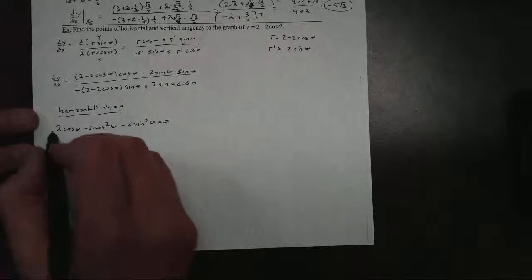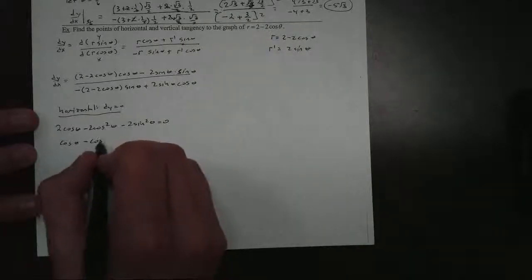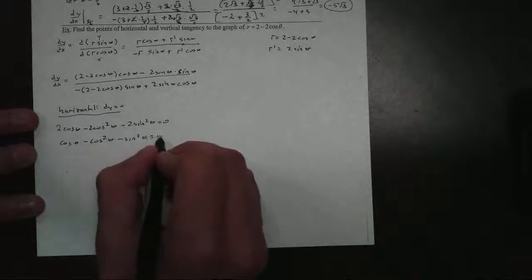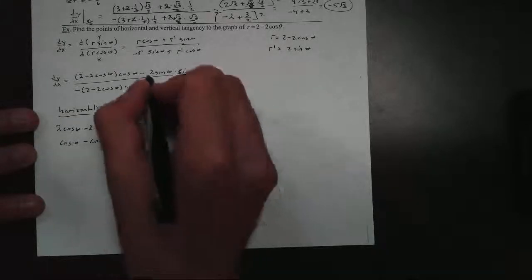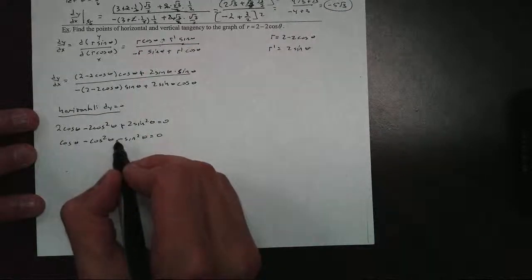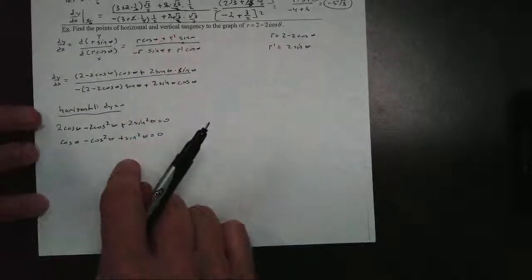Now I can divide everything out by 2. And that gives me cosine theta minus cosine squared theta minus sine squared of theta equals 0. Oh no, that should be plus. Sorry, my formula should be pluses right there. Plus, plus. Please fix those, okay? Mistake on my part. Copy error.